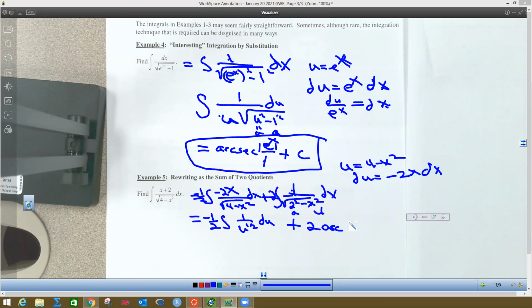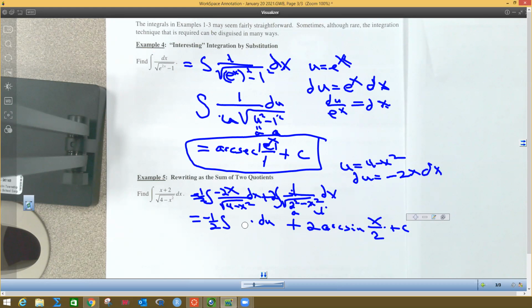Oops, I didn't write arcsine down right. So this is arcsine, and then we got u over a plus some c. Oops, it's u over a, my bad. So we stick 2 down here, and the u is x, and that's that part of the formula. And we got to finish this one.